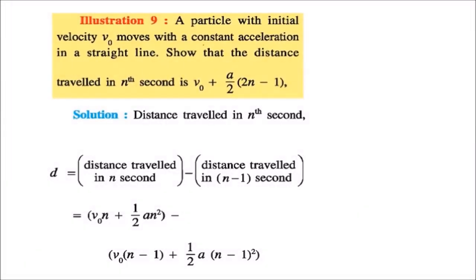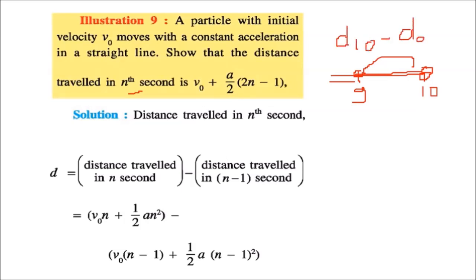A particle with initial velocity v0 moves with a constant acceleration in a straight line. You have to show that the distance traveled in the nth second is v0 plus a by 2 times (2n minus 1). So let us take an example. This is the 9th second, this is the 10th second. In order to find the distance between these two, we subtract the distance traveled by time 9 from the distance traveled by time 10, that is, d10 minus d9. Say if this is n, you have to do dn minus dn minus 1.